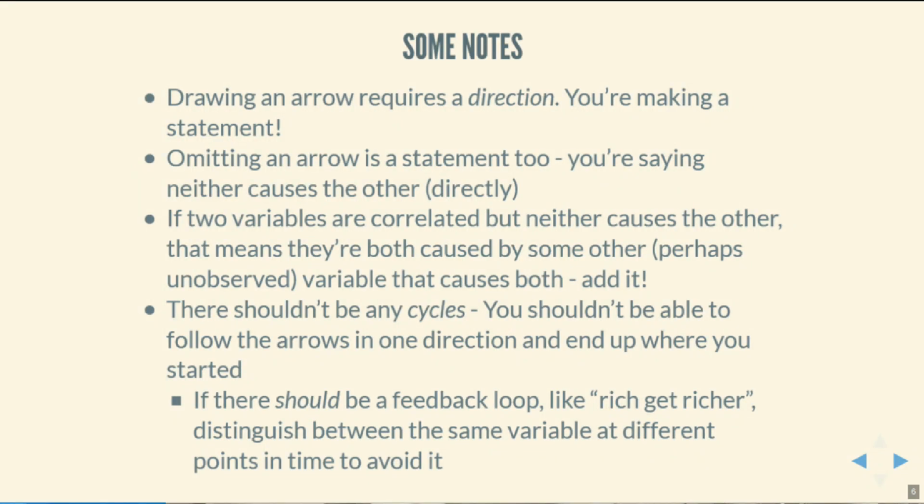Now we do have to make the decision: what direction is that arrow going to go in? Or is there going to be an arrow there at all? We might not think that two variables affect each other at all. We might think that they're related to each other, in which case we might think that something else is causing both of them. I'll get to that in a second.